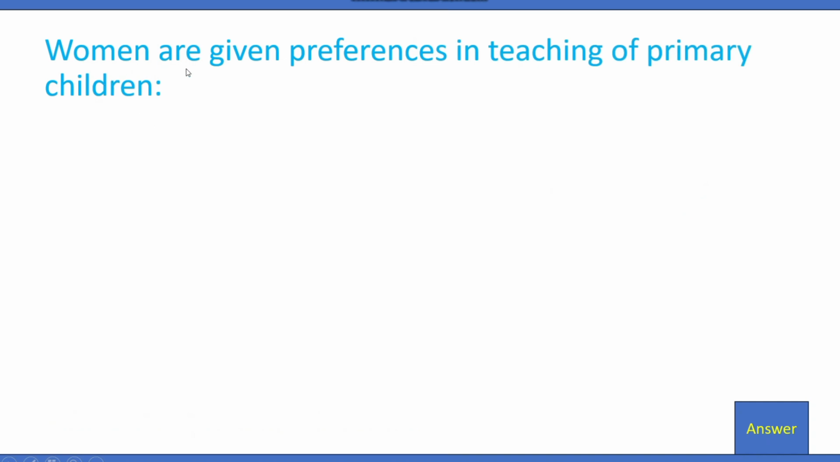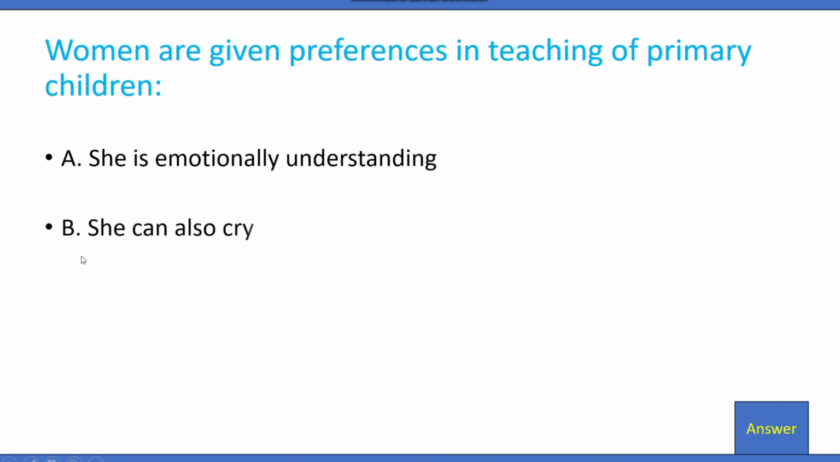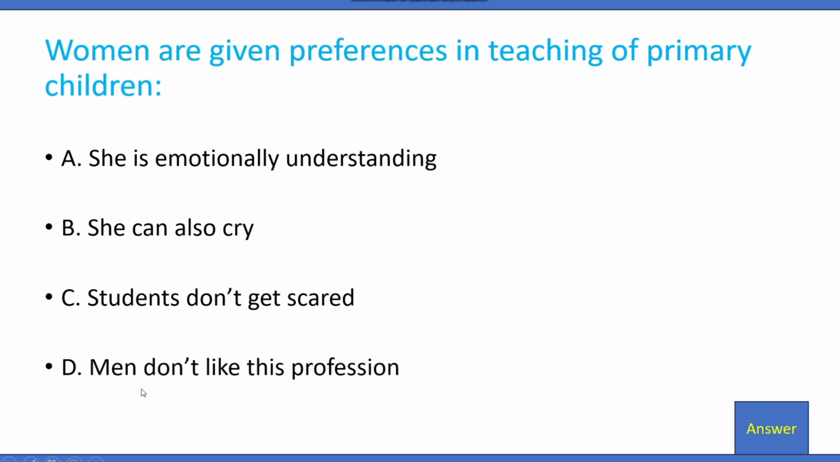Women are given preferences in teaching of primary children because A. She is emotionally understanding. B. She can also cry. C. Students don't get scared. D. Men don't like this profession. A. She is emotionally understanding.